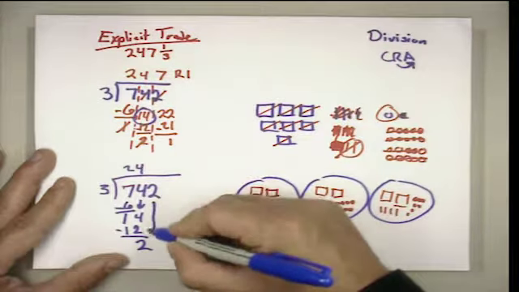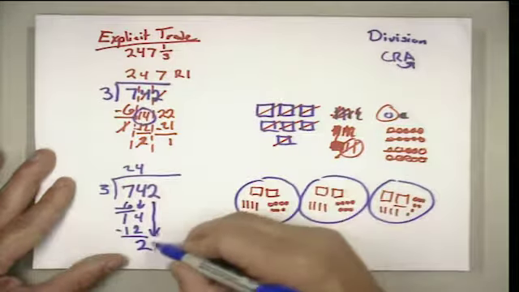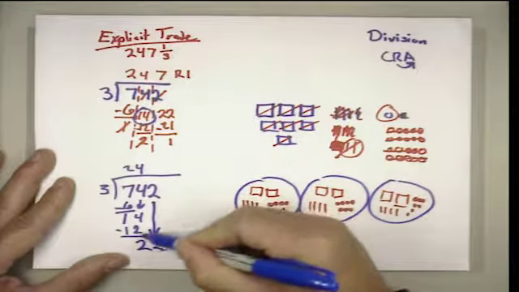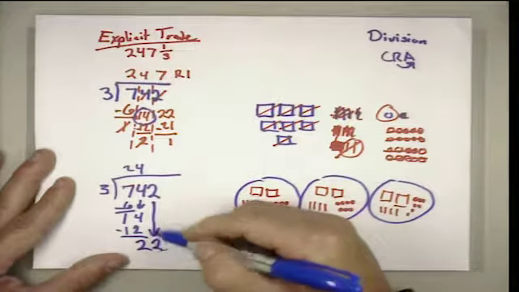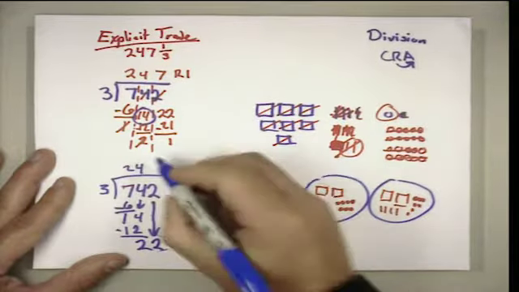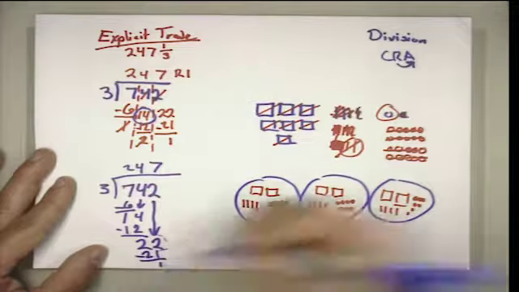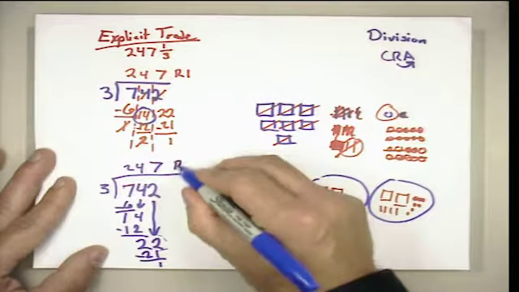With the bring down method, or that traditional algorithm, we just bring down that 2. And now since we're in the ones column, we're thinking about this as 22 ones, which we know 22 ones divided into 3 groups, we can put 7 in each group. That would use up 21 and give us that remainder of 1.